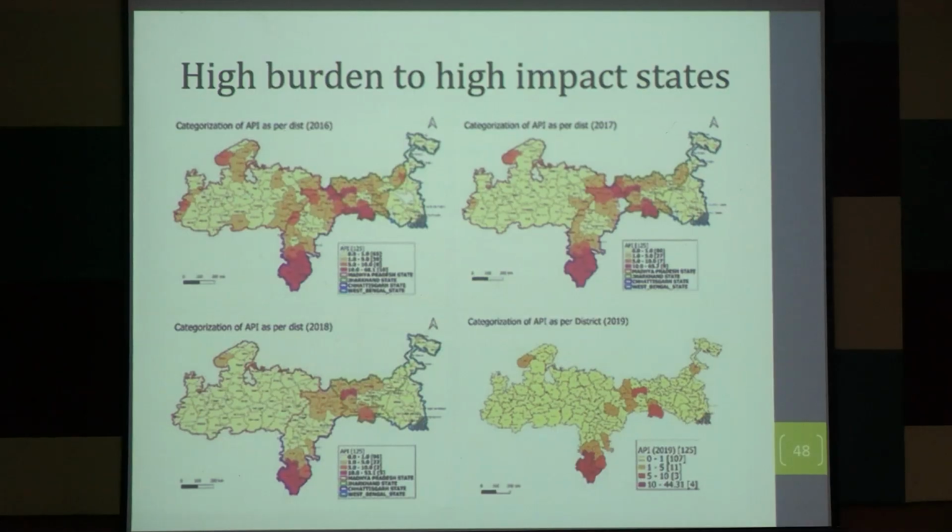This is the high impact states of malaria. What are these states? This is West Bengal, here Jharkhand, Bihar, Madhya Pradesh. Part of Odisha is not here. Okay.